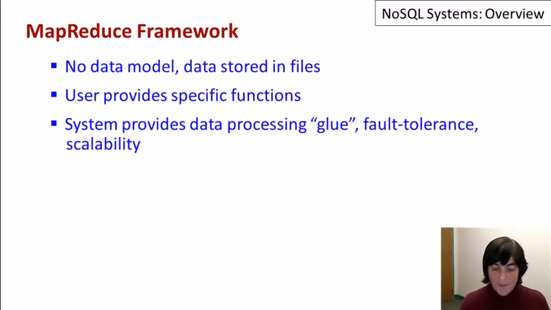So to summarize, the MapReduce framework has no built-in data model. The data starts in files and it ends in files. The user just needs to provide specific functions, the map function, reduce function, reader, writer, and optionally a combiner. And the system will provide all of the execution glue. It will guarantee tolerance to system failures, and it provides scalability by doing the assignment of the processing tasks to, say, an increasing number of computing nodes.